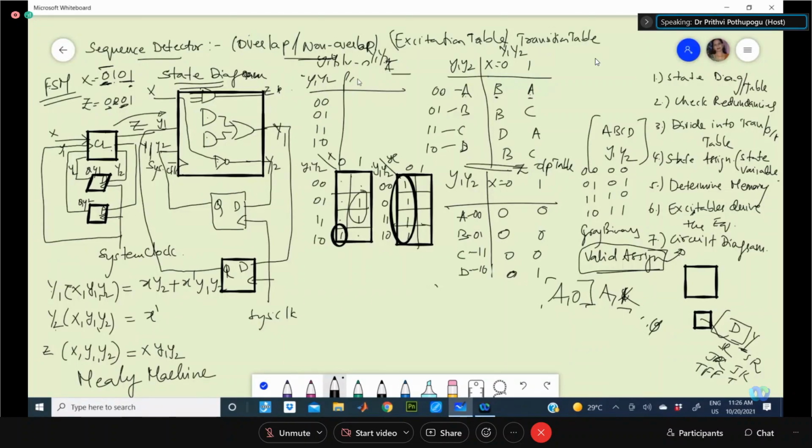Goes to x is 0 and x is 1. 0 1 0 0 0 1 1 1 1 0 0 0 0 1 1 1. That means this shuffling we have done in gray order. Now the equation of z differs. For this assignment, your z will be z is equal to x y1 y2 dash.